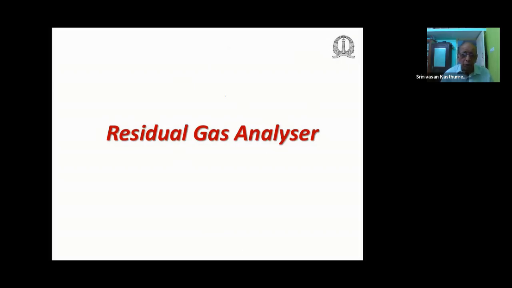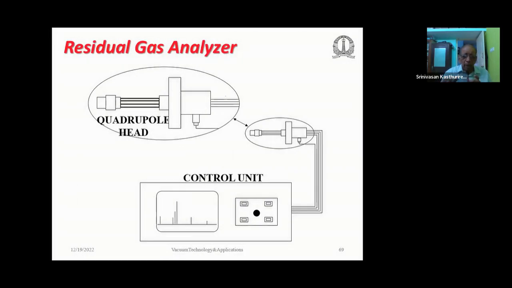I will now discuss what is called a residual gas analyzer. What is a residual gas analyzer? You have a vacuum system, you evacuate it, and then what gas remains in the system? What is the remaining content of the gas after evacuation? That is given by a residual gas analyzer.